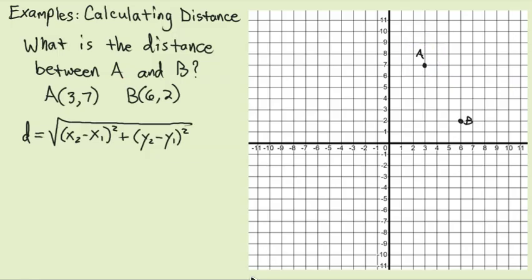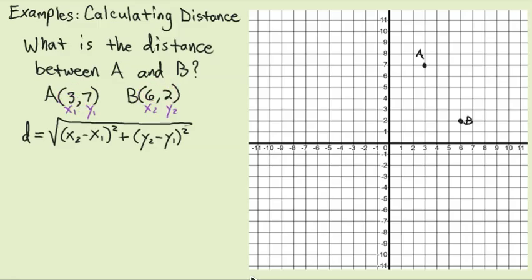Well, here's point A and here's point B, and the distance between A and B can be represented by this segment right here. But we don't necessarily need the segment. What we really need are the coordinates of A, which is 3, 7, and the coordinates of B. This 3 is an X, we're going to call that X1. And this 7 is a Y value, we're going to call that Y1. This 6 is going to be X2, and this 2 is going to be Y2. So we have an XY coordinate here and an XY coordinate here.